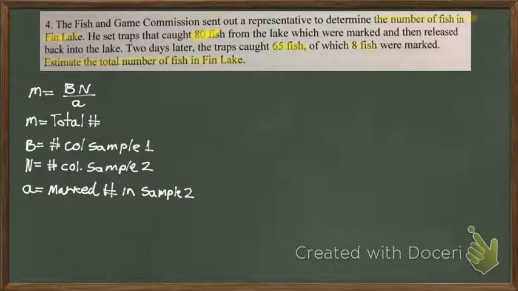Now, in case that sounds a little bit confusing, it might be a good idea to backtrack a little bit and mark each of these variables in the problem statement. So M, total number of fish in the lake. That's what we're asked to find, and it's all by itself on the left, so we're already set up pretty good there. Sample 1 is B, the number collected in sample 1. He set traps that caught 80 fish, so 80 fish is going to be our B.